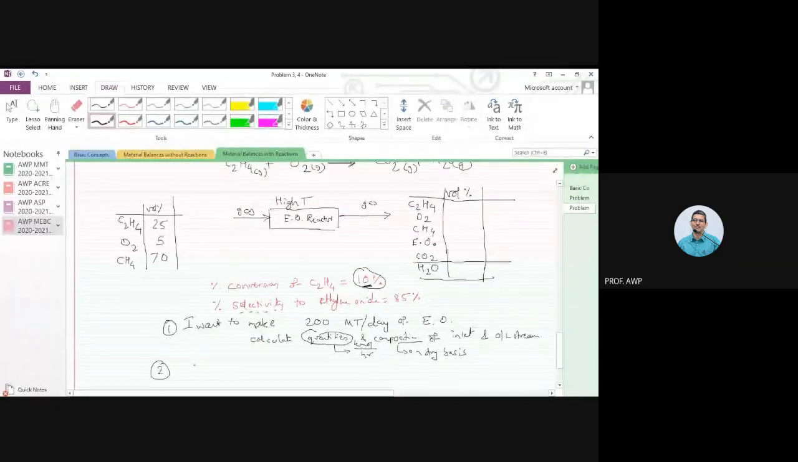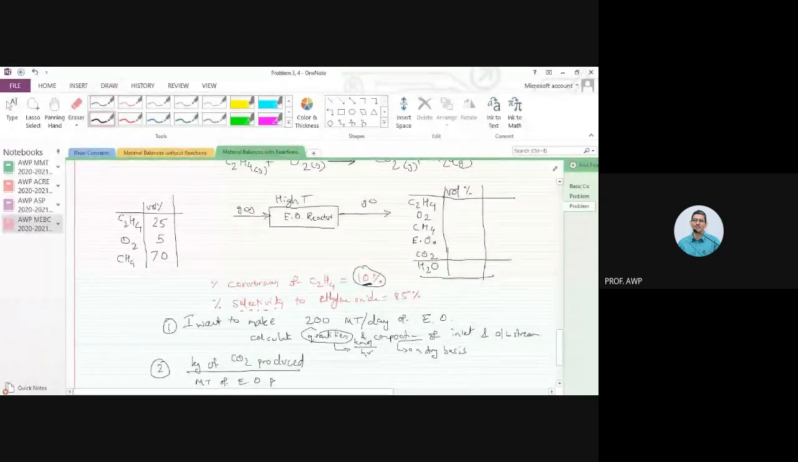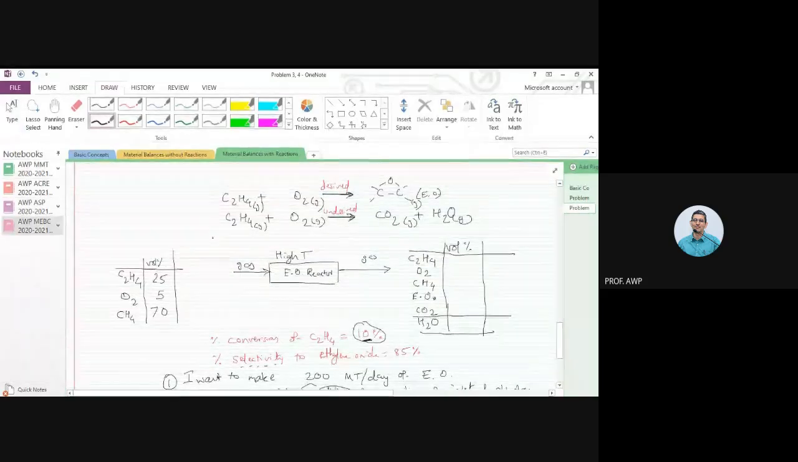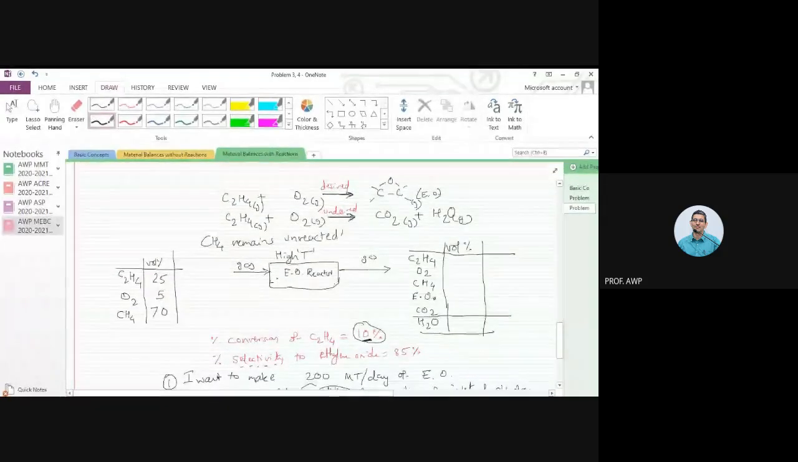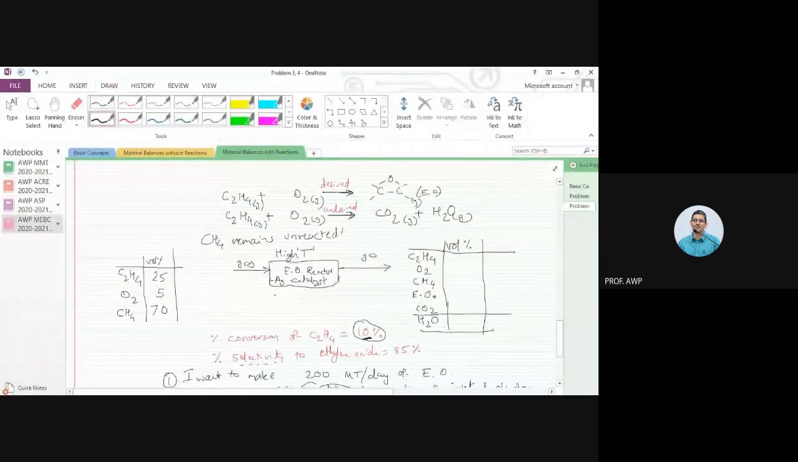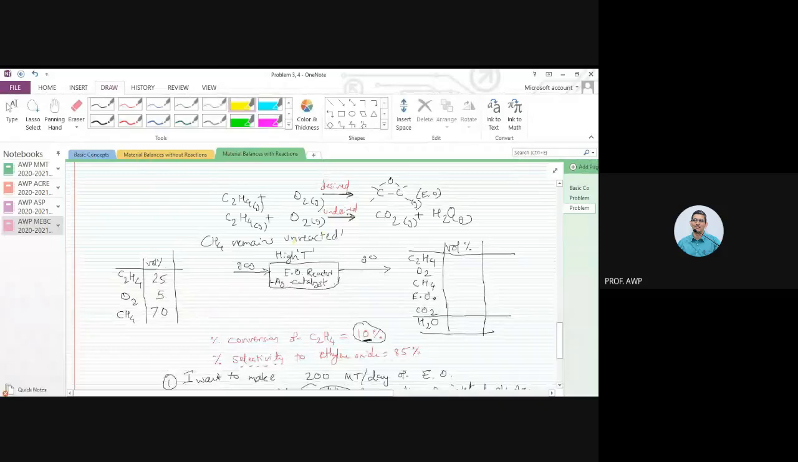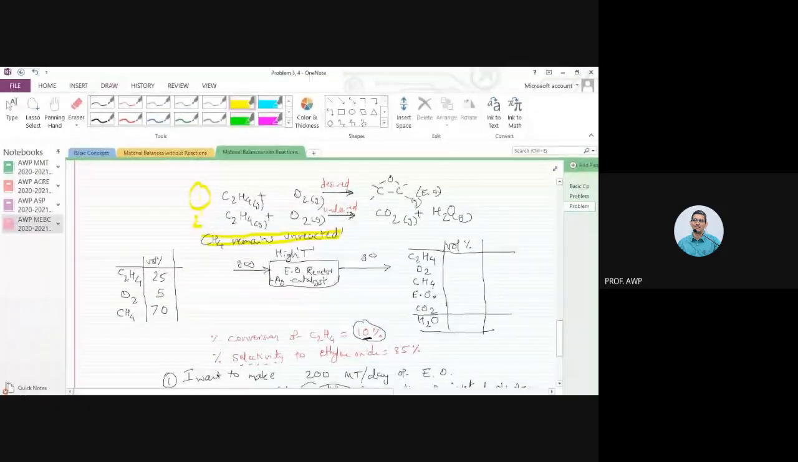The second thing I want you to calculate is kgs of CO2 produced per metric ton of ethylene oxide produced. All the carbon dioxide is coming from this side reaction. We are saying methane remains unreacted. Temperature is high, but it is not so high that methane will also react. And then there is a catalyst, silver, if you know a little about ethylene oxide manufacturing. On that catalyst, methane does not react, but ethylene reacts. Therefore, we are assuming that methane remains unreacted. Only these two reactions are happening, desired and undesired.